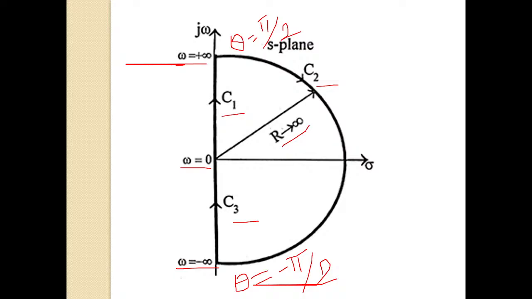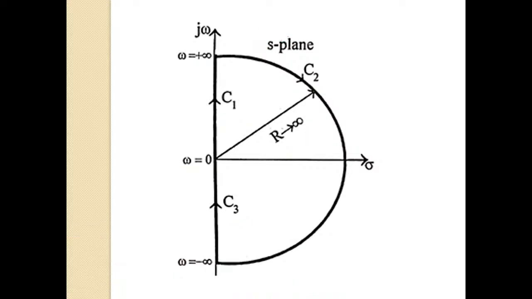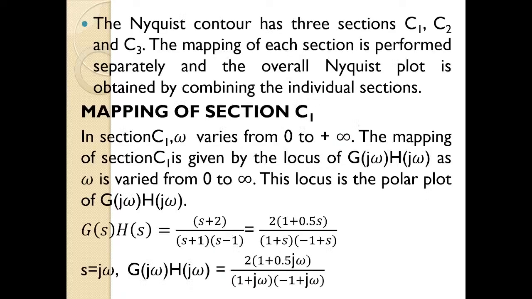Okay, so we'll perform the mapping of each section separately, and the overall Nyquist plot will be obtained by combining the individual sections. Okay, I hope you have drawn it. So now the mapping of section C1. In section C1, omega varies from 0 to plus infinity.